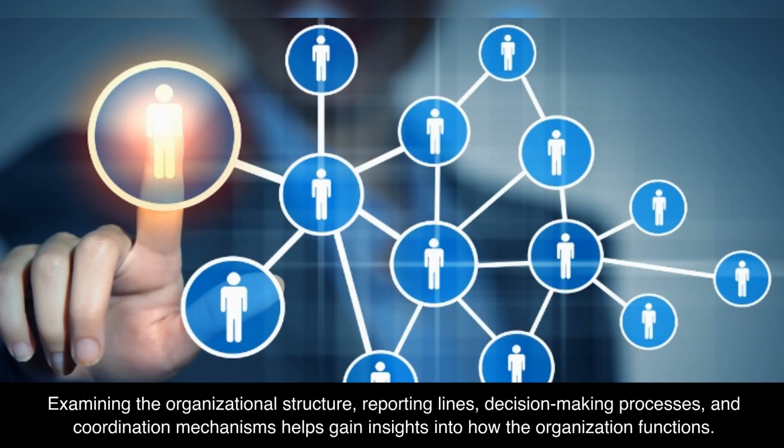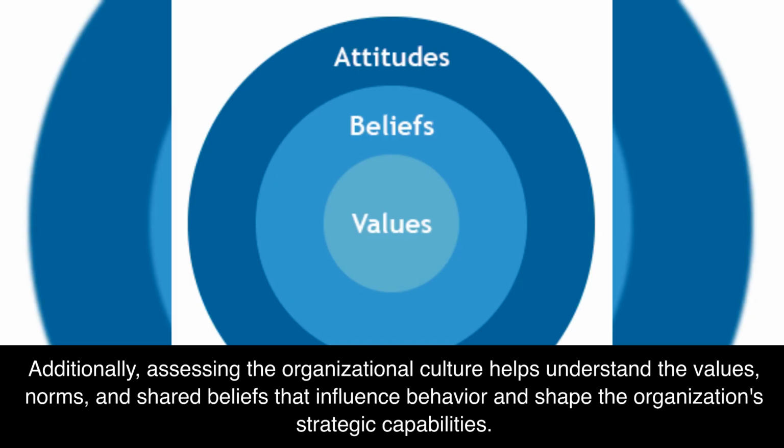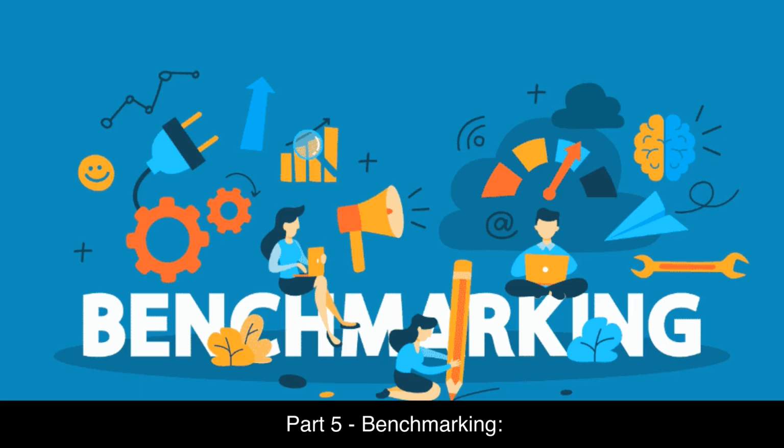Examining the organizational structure, reporting lines, decision-making processes, and coordination mechanisms helps gain insights into how the organization functions. Additionally, assessing the organizational culture helps understand the values, norms, and shared beliefs that influence behavior and shape the organization's strategic capabilities. Part 5: Benchmarking.